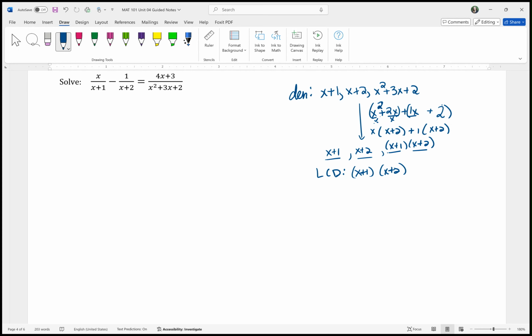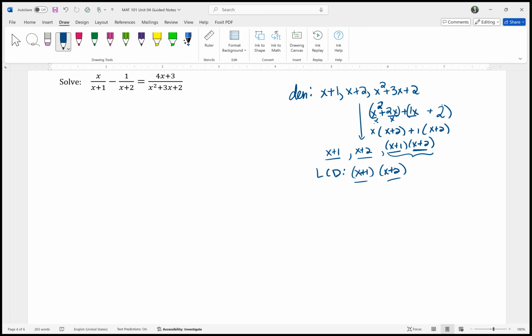All right, but looking at our third denominator, we have x plus 1 times x plus 2. We're going to consider each one of these separately. But looking at x plus 1, I already have an x plus 1 in the LCD, so I'm not going to write that again. Kind of the same thing with x plus 2. I already have that in the LCD, so I'm not going to write that again. So our LCD ends up just being x plus 1 times x plus 2.